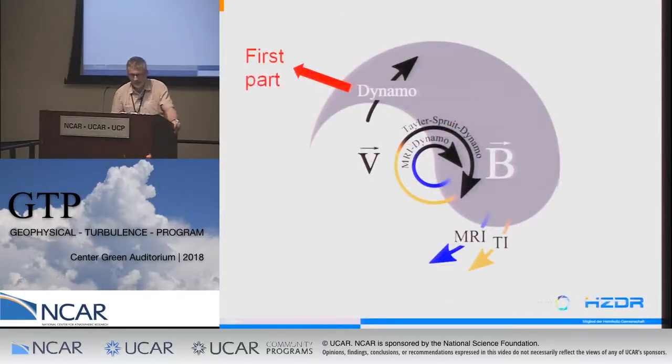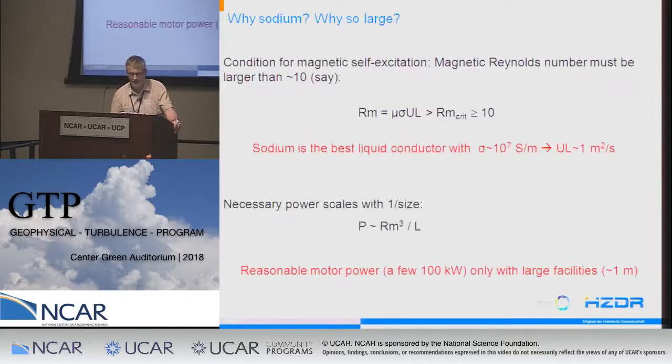Let me come now to the details of my first part, to the dynamo. So why do we always need this strange sodium, and why do experiments have to be so large? You know that the condition for magnetic field self-excitation is that you have to have a magnetic Reynolds number in the order of 10 or better 100 or better 1,000. This means Rm should be at least 10. And sodium is known to be the best liquid conductor with a conductivity of 10^7 Siemens per meter.